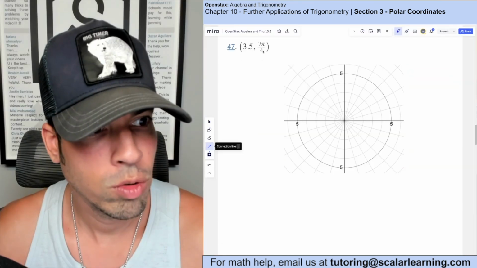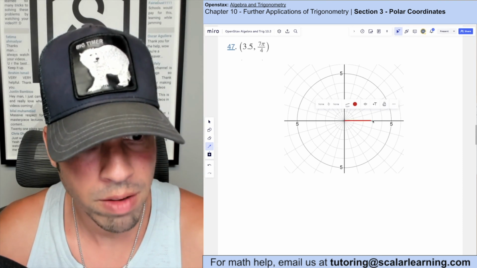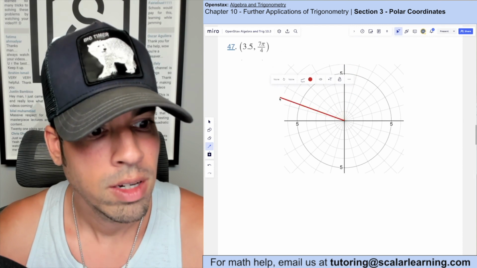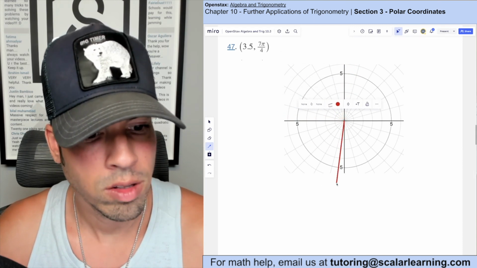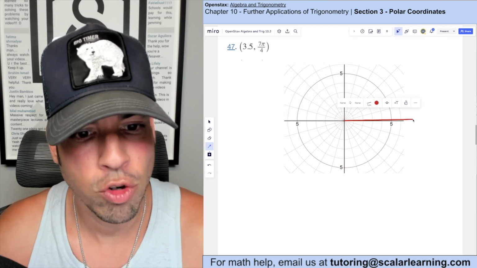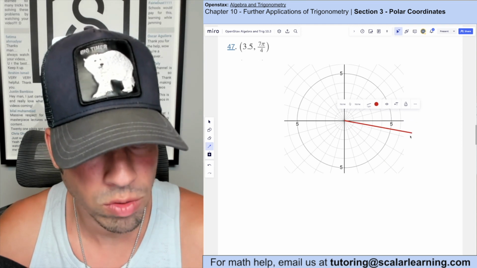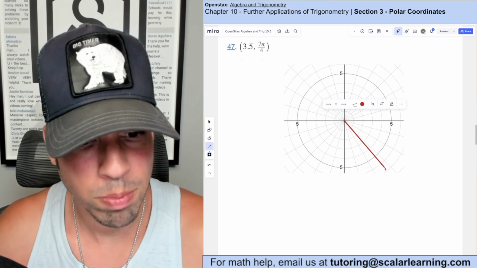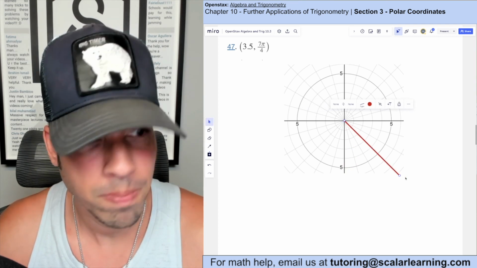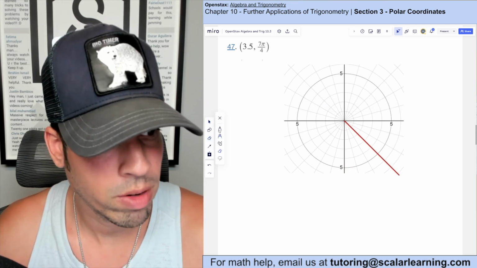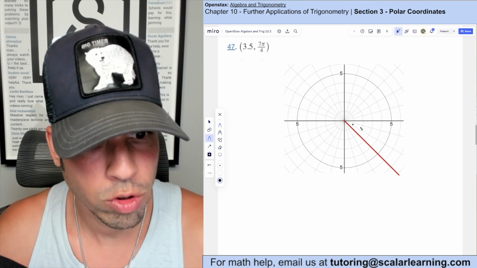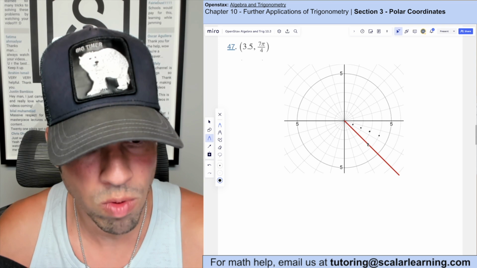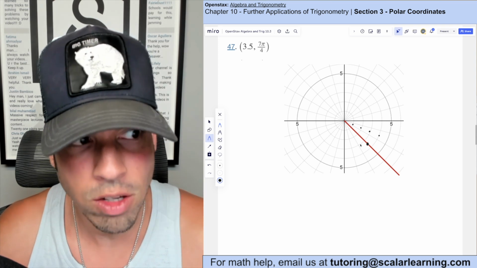Done. So for this one, we're going to start with that angle of 7 pi fourths. So starting here, we'd come around, and this is pi halves. This is pi. This is 3 pi halves, and this would be 2 pi, and 7 pi fourths is right in between these two, right? Because it's 1 3/4 pi, so we're right down the middle. And then it's a distance of 3.5, so it's like 1 circle, 2 circles, 3 circles, 4 circles, in the middle of the third and the fourth. So we're saying right here. So that's how you plot it.